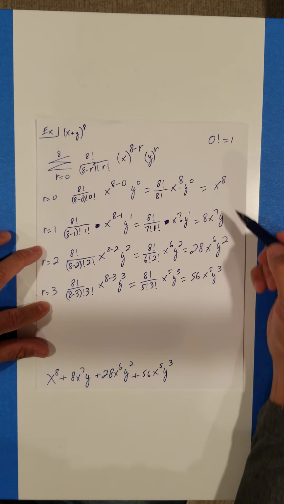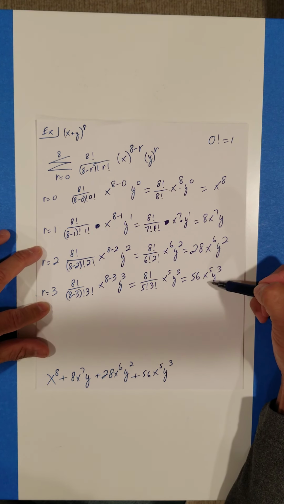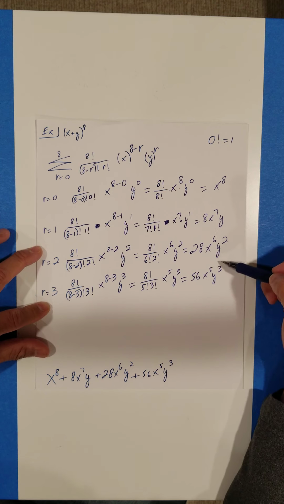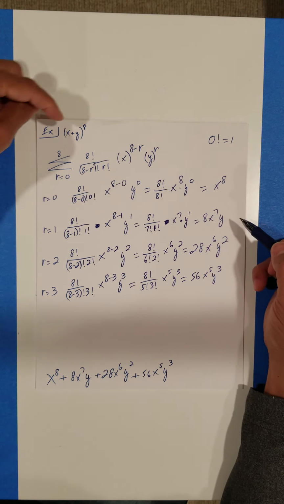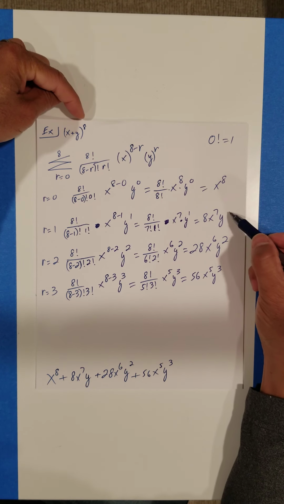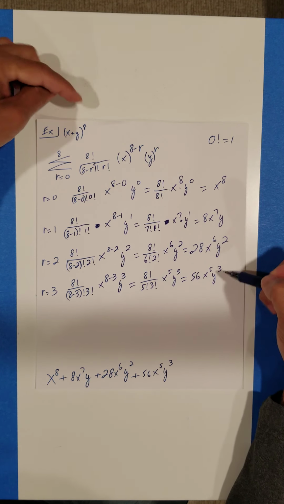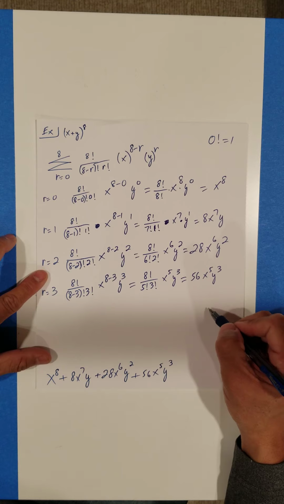Again, notice the x is going down in powers, y is going up. But anytime I take a term and add the powers, I get 8 because my whole power is 8. 7, 1, 6, 2, 5, 3. My next one, if you guess, is going to be 4, 4.